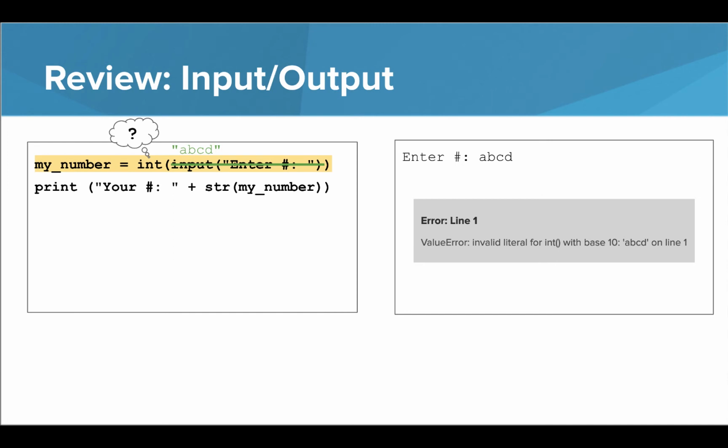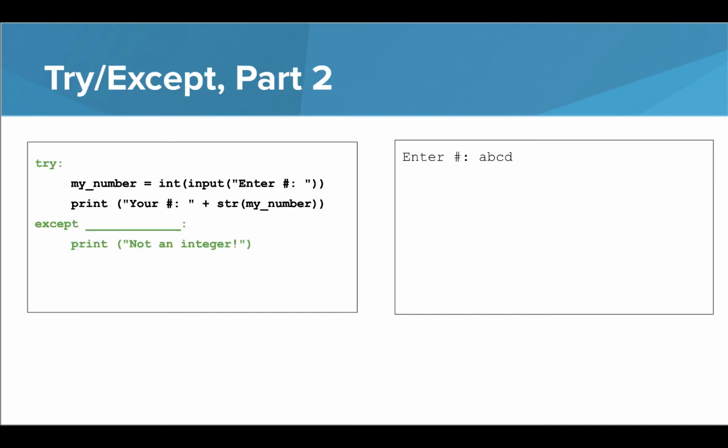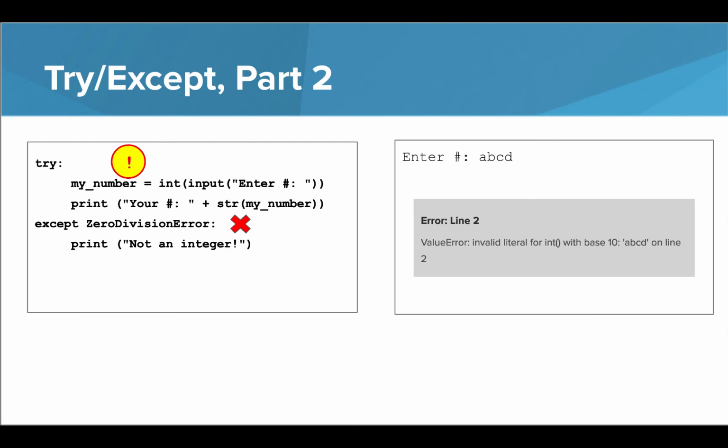Going back to this example, let's use try and except to make sure the error is handled gracefully. Here's an almost complete version of the program. We just need to fill in what type of exception we want to handle. It's not zero division error, that won't work this time. In fact, if we use zero division error, since that type of exception is never raised, and another type of exception is raised, it's basically like we didn't use try and except at all.